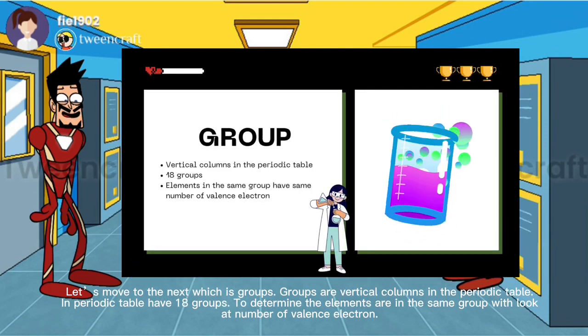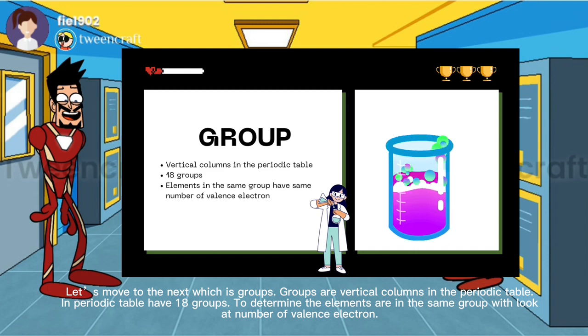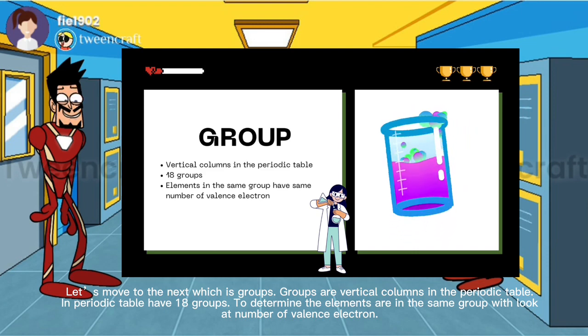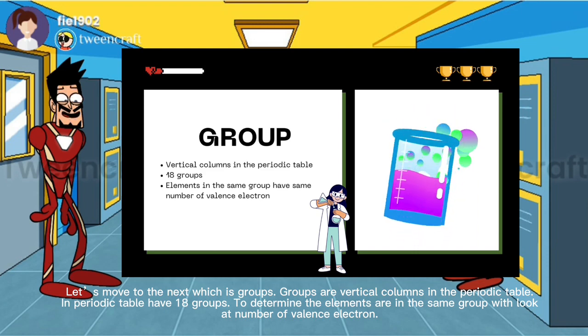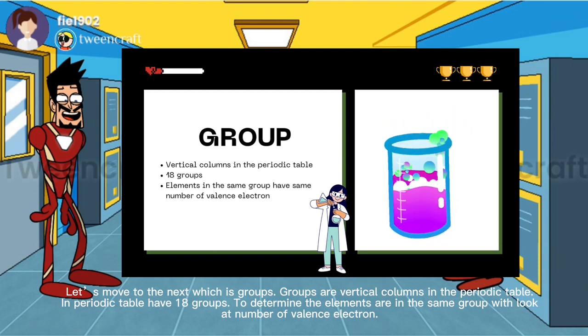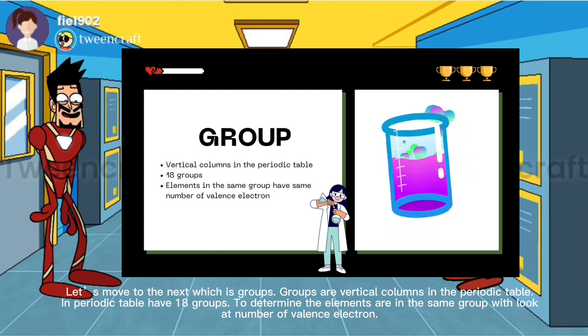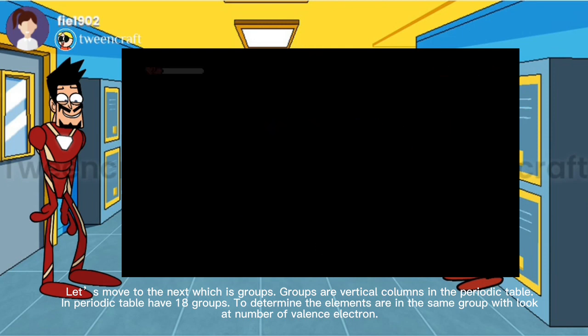Let's move to the next, which is groups. Groups are vertical columns in the periodic table. In the periodic table, there are 18 groups. To determine whether elements are in the same group, we look at the number of valence electrons.